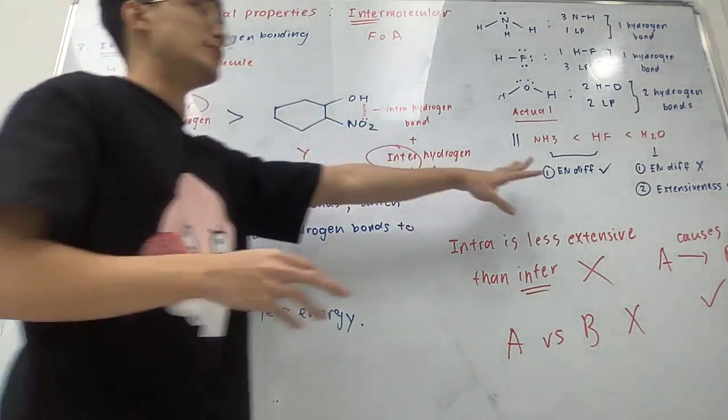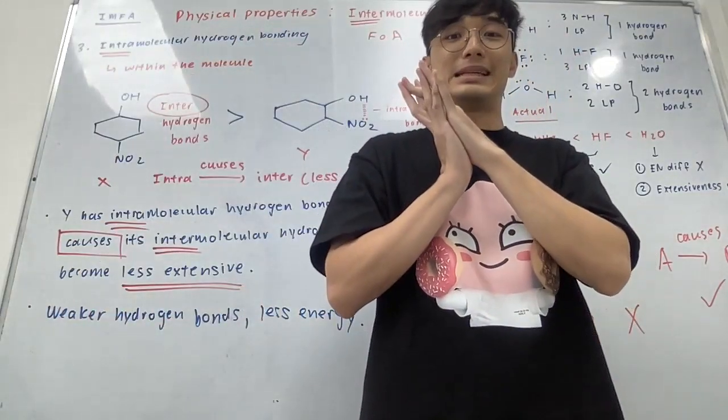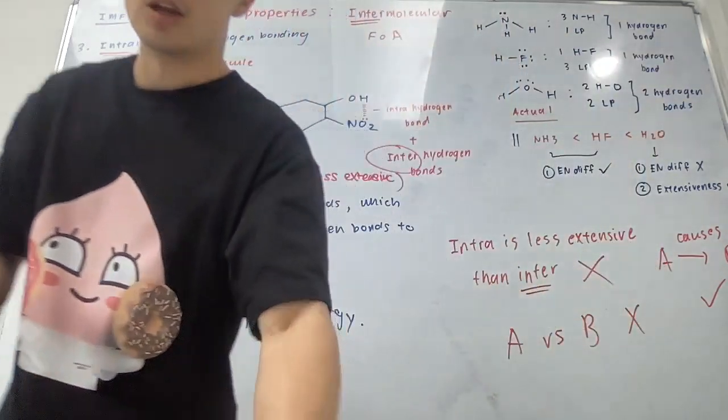Anyways, this is not the most important part. I think the extensiveness one is still more important. It's quite content heavy, especially for hydrogen bonds. So far, any questions? If not, we've gone a little bit over the time already.